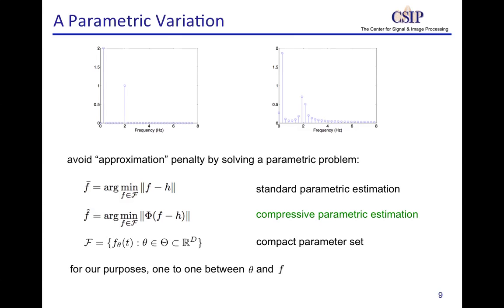It's no longer sparse elements. There are now elements that are parameterized by some multi-dimensional parameter theta that lies in capital theta, which is some subset of R^d. So it's some d-dimensional parameter vector that parameterizes our function set. And for our purposes, we have a one-to-one correspondence between theta and f. So estimating theta is the same thing as estimating f and vice versa.